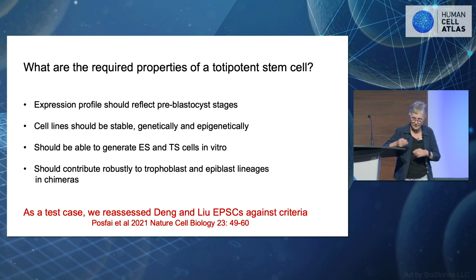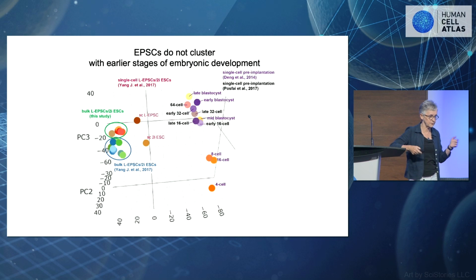So while everybody was working on their own research, we decided to reassess the two published Deng and Liu extended potential cells against these criteria. And this was published a couple of years ago now in Nature Cell Biology. I'm not going to show you a lot of data, but I just want to point out that we did re-examine the expression profiles in various ways.